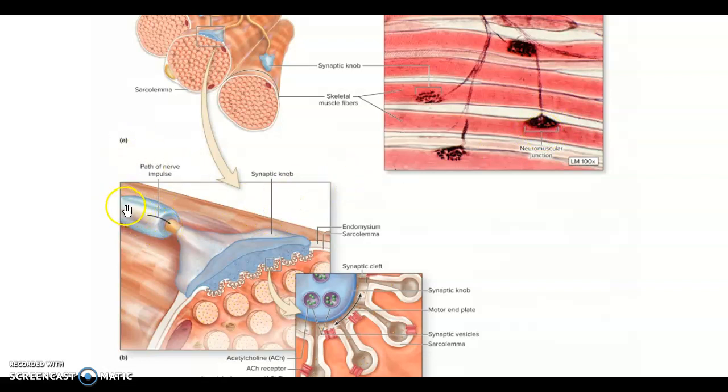So this is the neuron coming in, so this is part of the nerve impulse. There's the synaptic knob, right? And the endomysium is right here. And the synaptic knob, motor end plate. So this is a coronal slice, synaptic vesicles, and sarcolemma. So this is what it looks like on the inside.